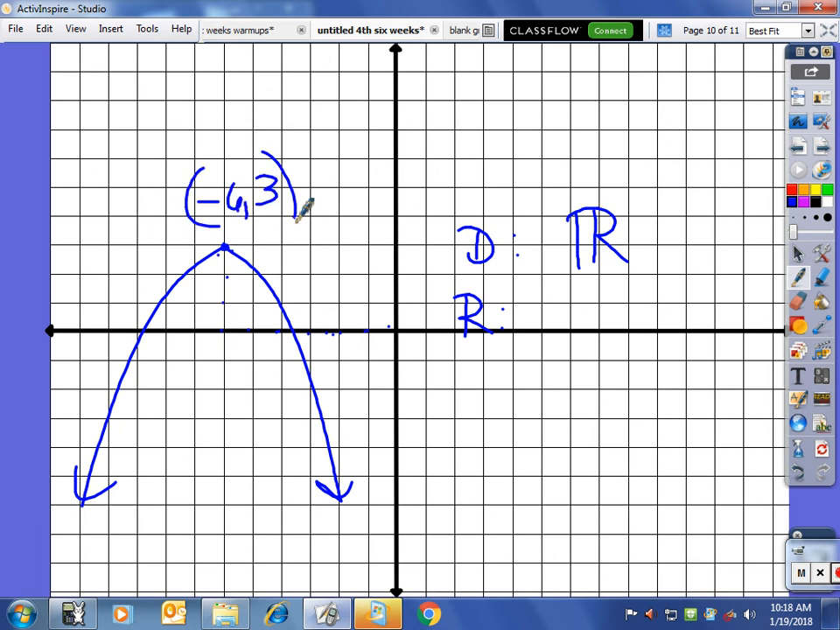If I'm talking about range, do I care about x's? No. I care about the y value. That 3 is the highest this parabola will ever get. All the other y values are what?